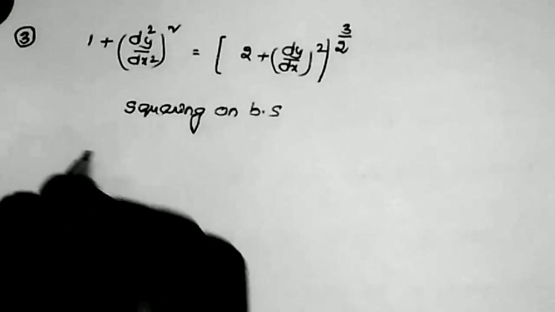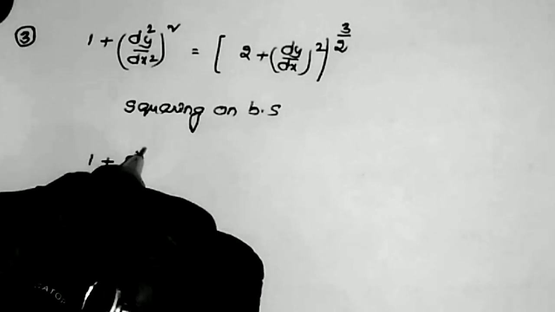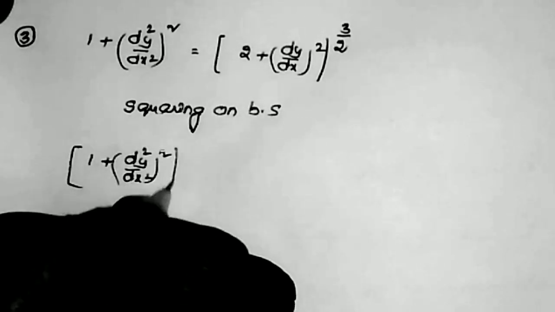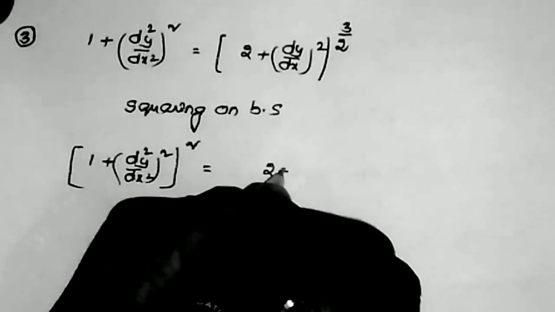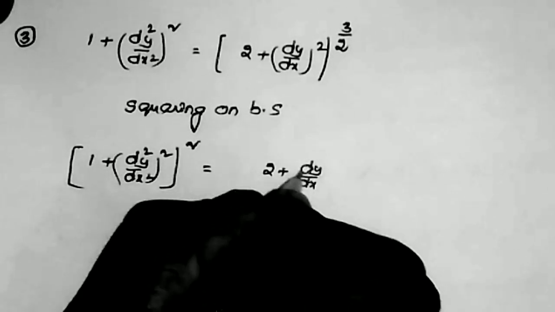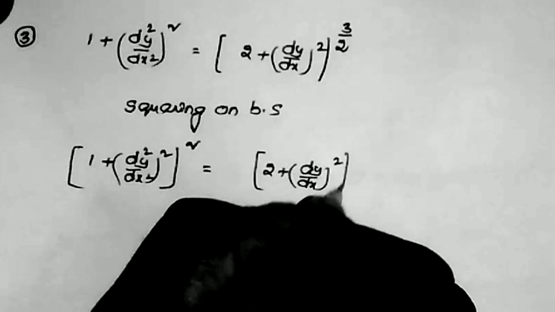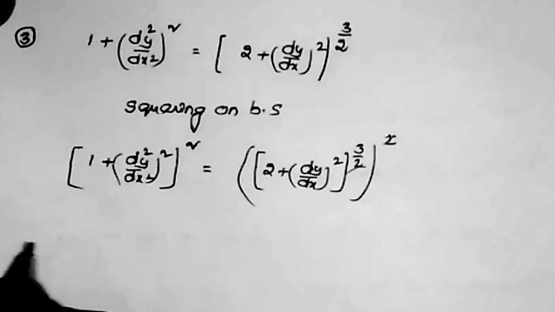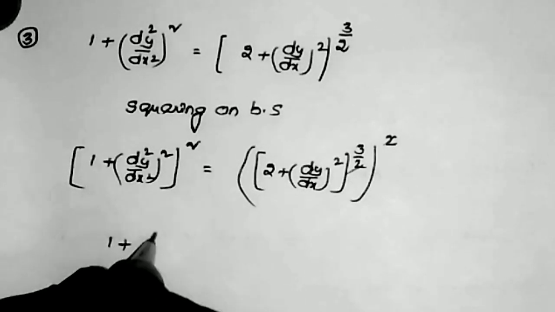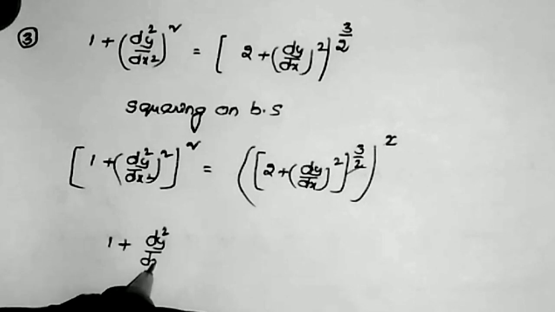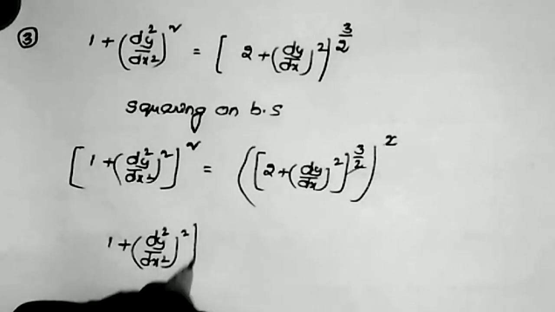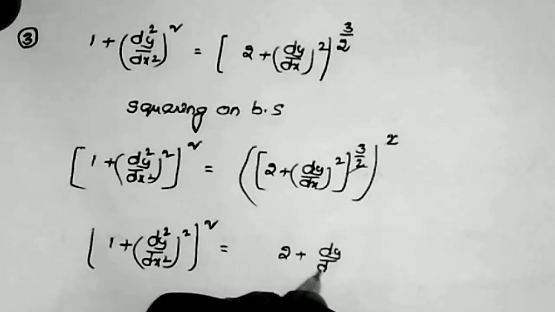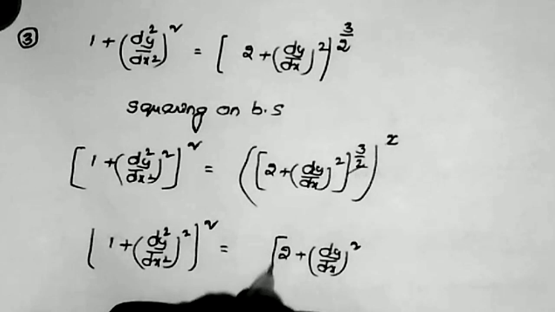So the first step is squaring on both sides, then we get (1 + (d²y/dx²)²)² is equal to ((2 + dy/dx)² to the power 3/2)². Now here 2 and 2 get cancelled, so the equation becomes (1 + (d²y/dx²)²)² is equal to ((2 + dy/dx)²)³. So this is the equation.